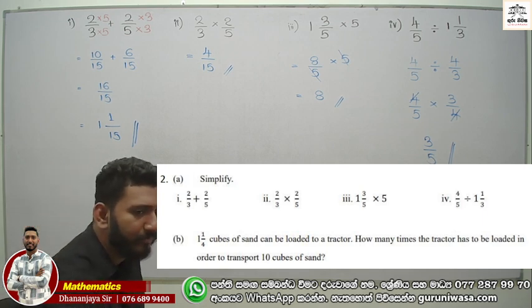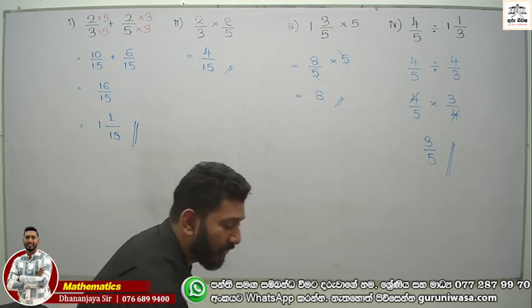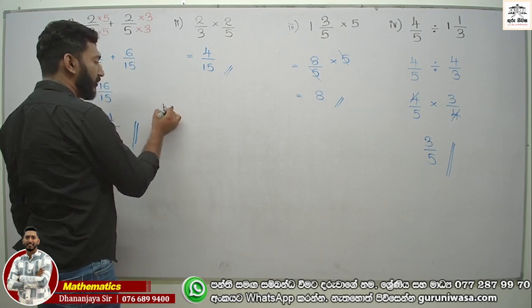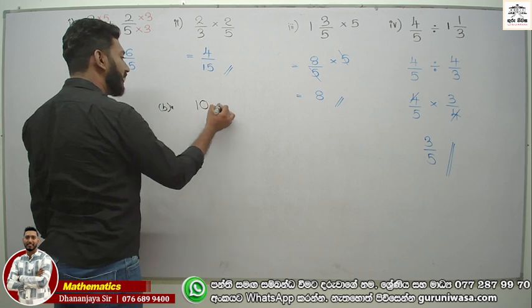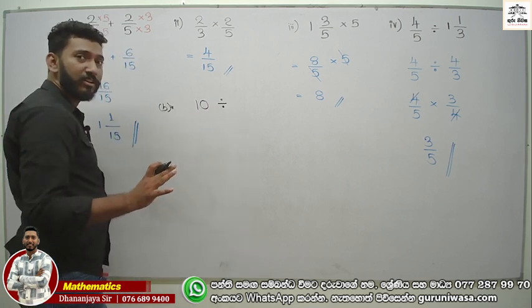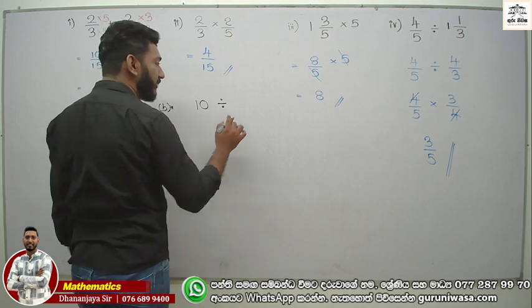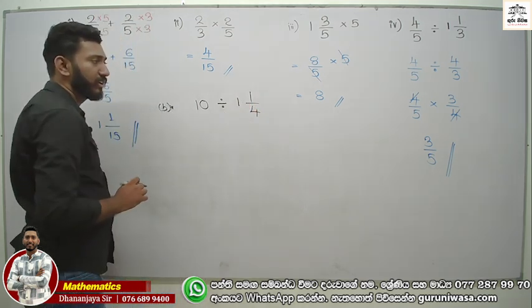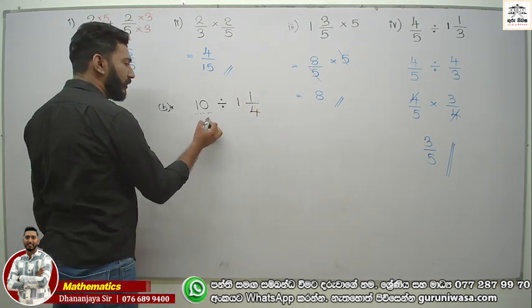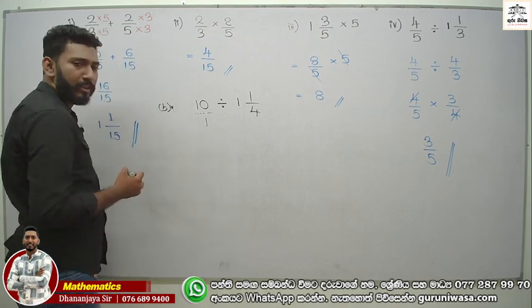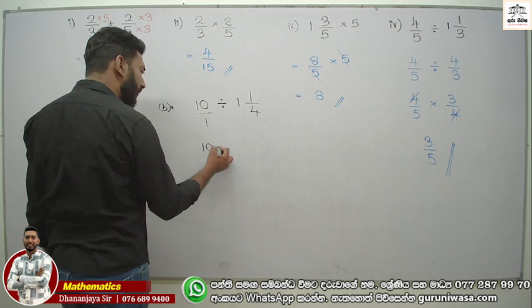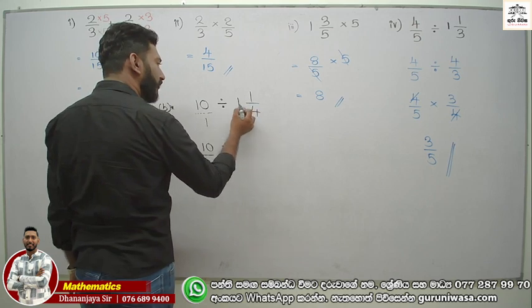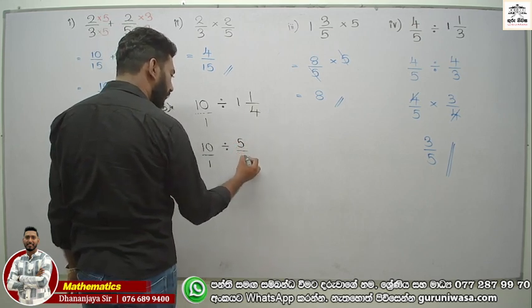Now what to do? You need to divide, right? There are 10 cubes of sand in total, so you need to divide 10 by the tractor load of one time, which is 1 1/4. Now you need to divide. What is the denominator? It's 1. 10 divided by 5 over 4.